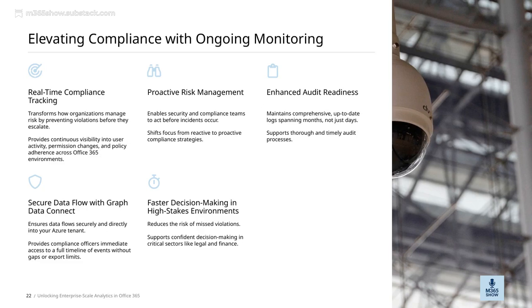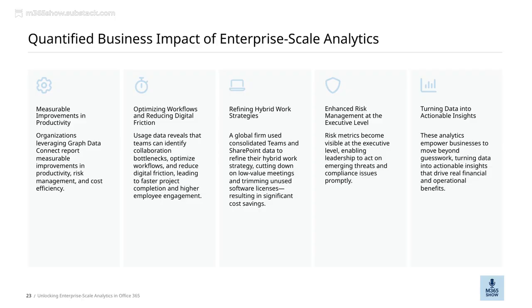Furthermore, this proactive approach allows security and compliance teams to act before incidents occur. Instead of reacting to violations after they happen, we shift towards prevention, which is much more effective. By transforming risk management into a continuous process, organizations gain ongoing visibility into user activities, permission changes, and policy adherence across Office 365. This real-time compliance tracking empowers teams to manage risk proactively, keeping your organization safe and compliant at all times. These analytics tools truly empower businesses to go beyond just guessing or intuition.